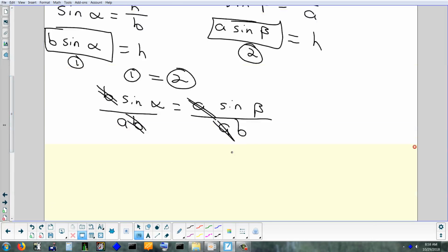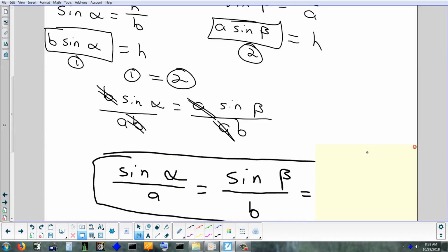And there's a third part, which we didn't really go through the proof of. But does anyone have a guess what the third part would be? Yeah, kind of showed you, but yeah. Sine of gamma over C. So sine of alpha over A, sine of beta over B, sine of gamma over C.